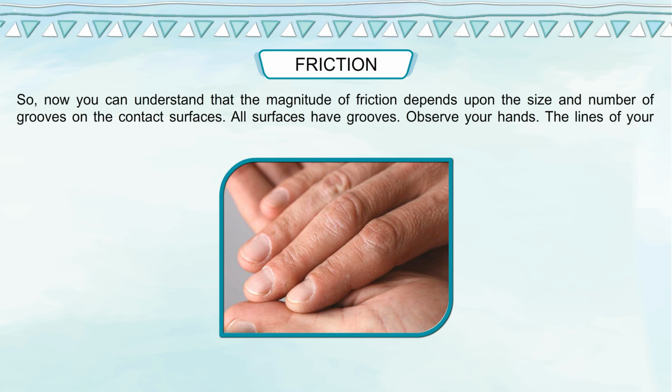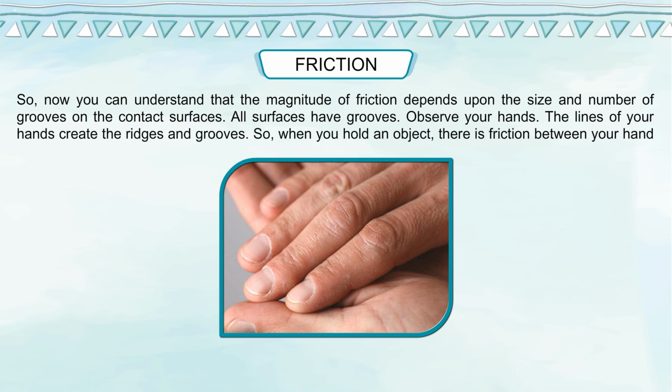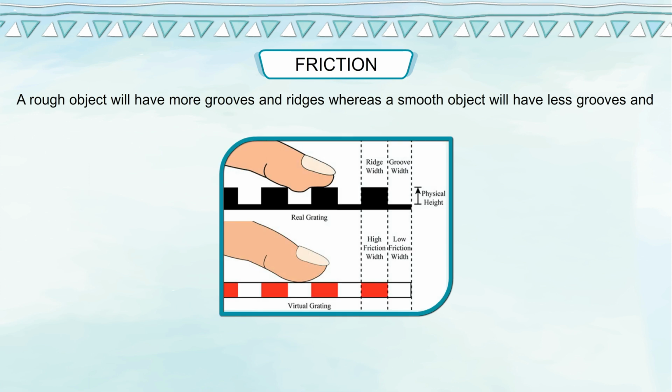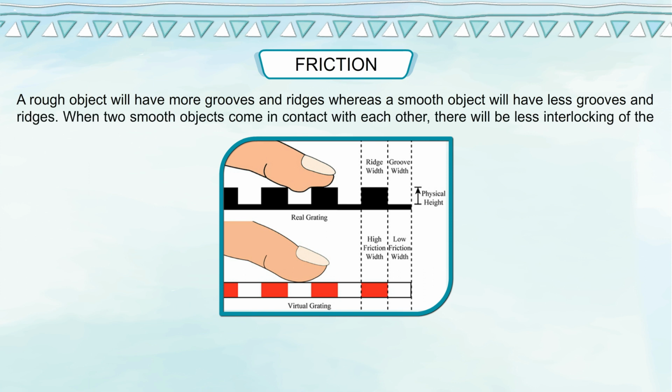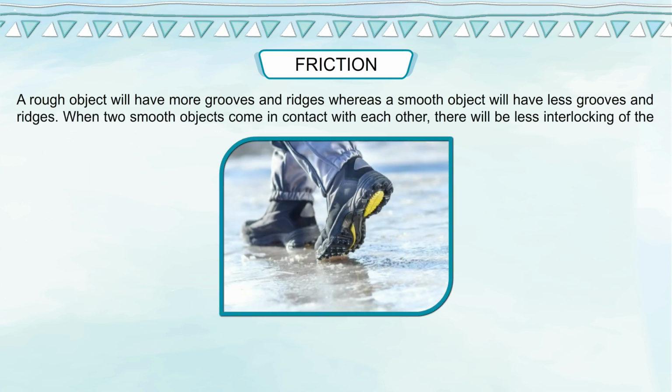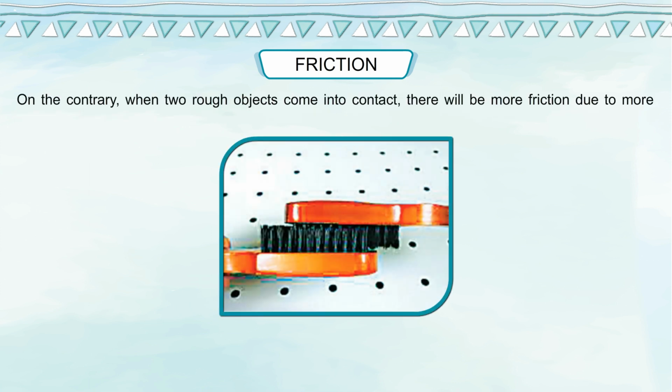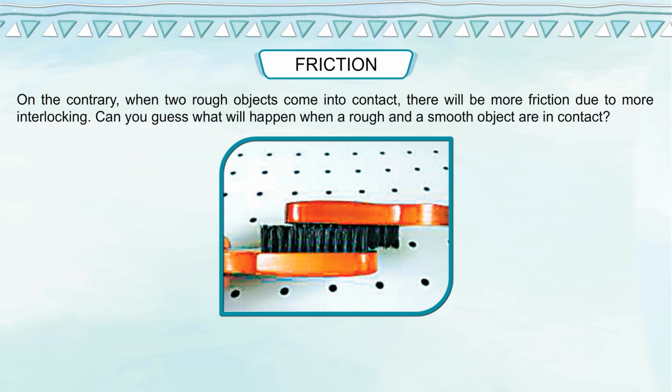Observe your hands. The lines of your hands create the ridges and grooves. So when you hold an object, there is friction between your hand and the surface of the object. A rough object will have more grooves and ridges, whereas a smooth object will have fewer grooves and ridges. When two smooth objects come in contact with each other, there will be less interlocking of the surfaces and hence less friction. On the contrary, when two rough objects come into contact, there will be more friction due to more interlocking. Can you guess what will happen when a rough and a smooth object are in contact?